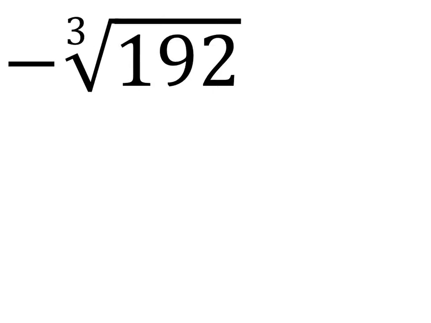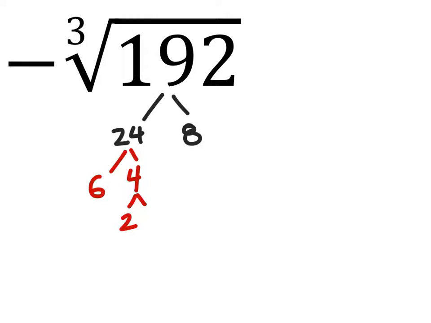Negative cube root of 192, which splits up into, what the heck is that? 24 and 8? Okay. Well, 24, that's going to split up into maybe 6 and 4. So, or, yeah, sure, 8 and 3. So there's a 2 twos there. This is a 2 and a 3.